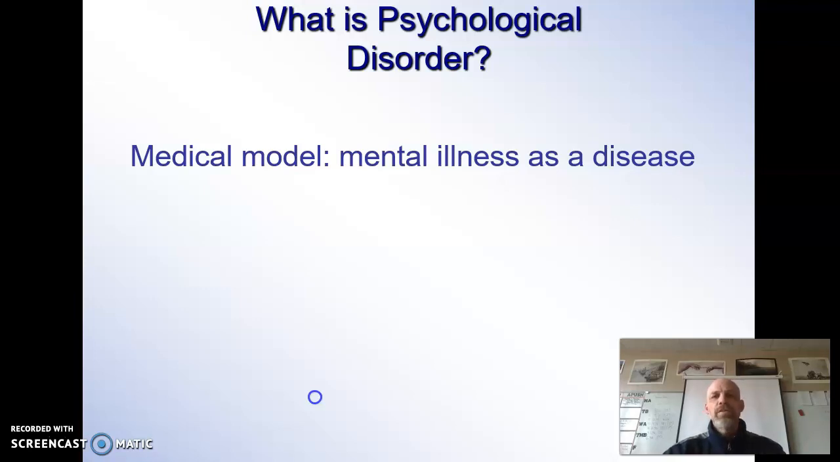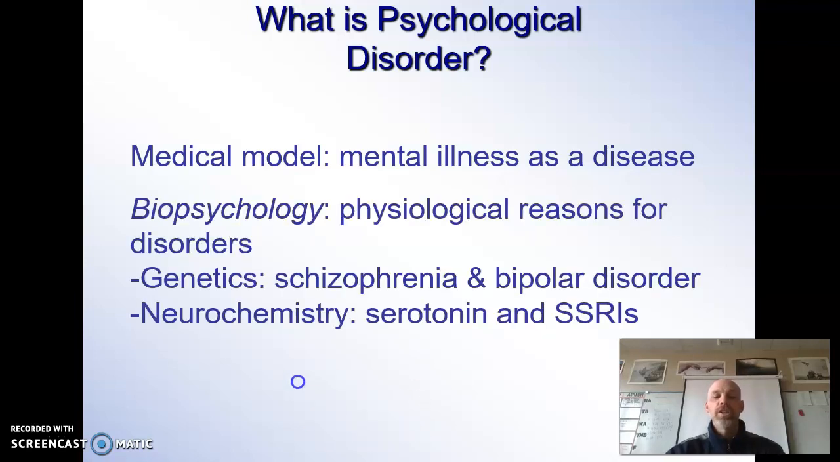What we have developed over the course of the last century and a half, couple of centuries, is this idea of the medical model, that mental illness is a disease that's based on our biopsychology. So there are physiological reasons for our disorders. Of course, one of those would be in our genetics. Schizophrenia is a very famous example of this with epigenetics. We've talked about epigenetics a little bit in previous chapters.